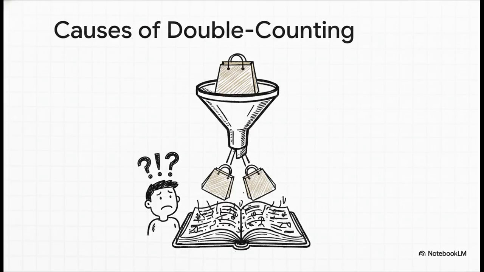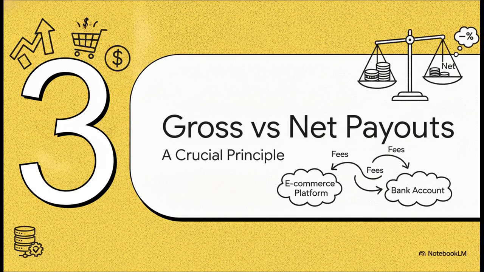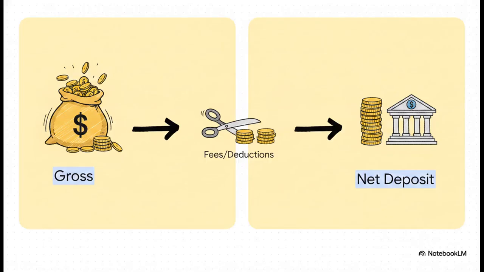Section 3. Gross sales versus net payouts. Listen, recording your net deposits as sales is the ultimate rookie mistake. It fundamentally distorts your entire financial reality. Here is the stark contrast. Gross sales are what the customer actually paid for the product. The net deposit, on the other hand, is what you received in your bank account after the payment processors took their cut. You absolutely must record the gross sales as your revenue.